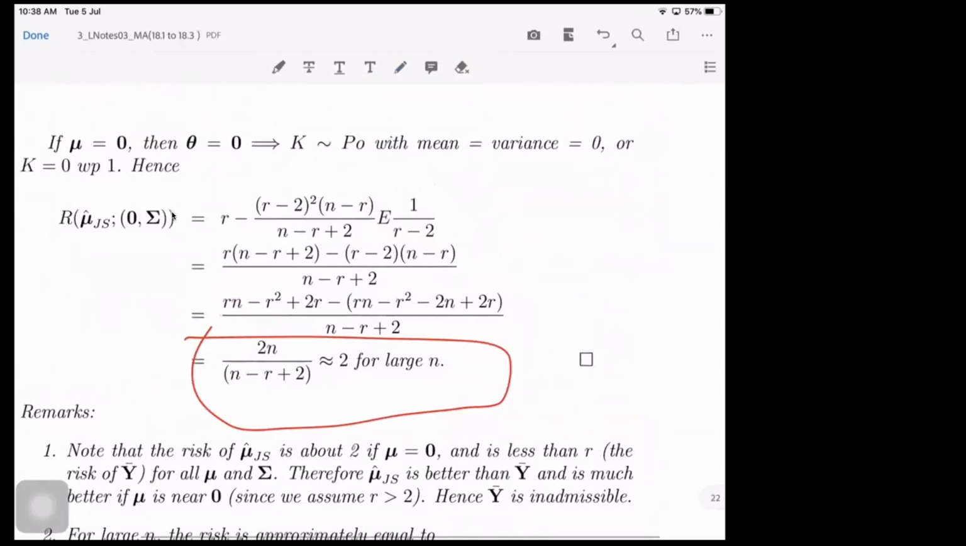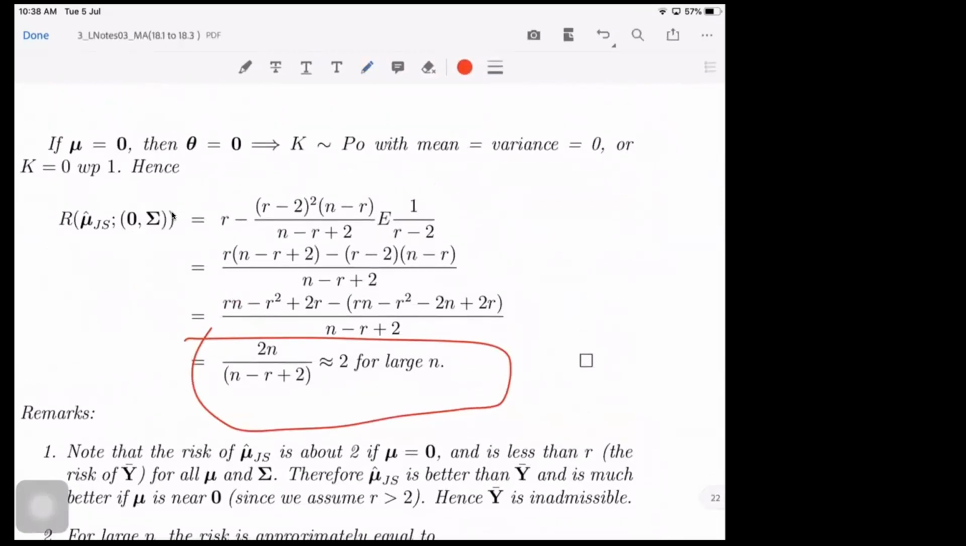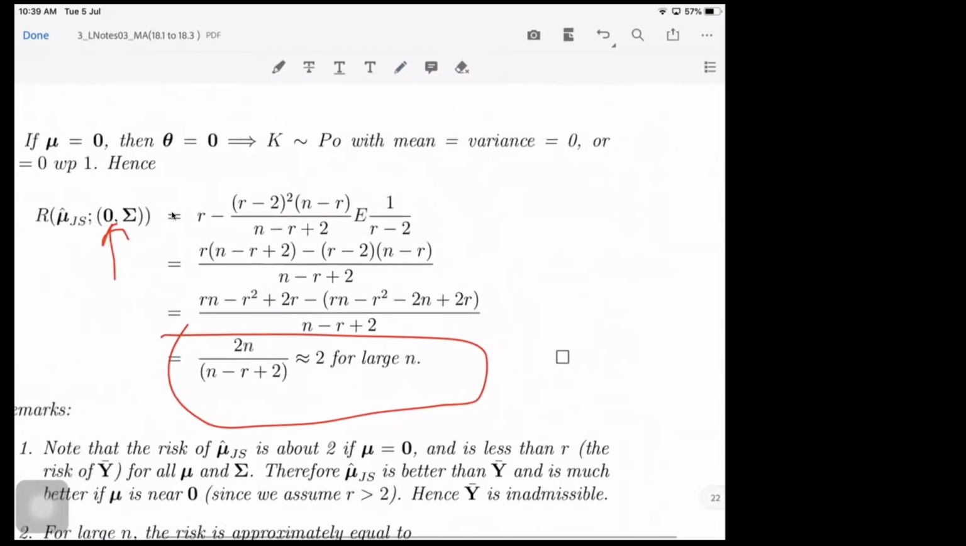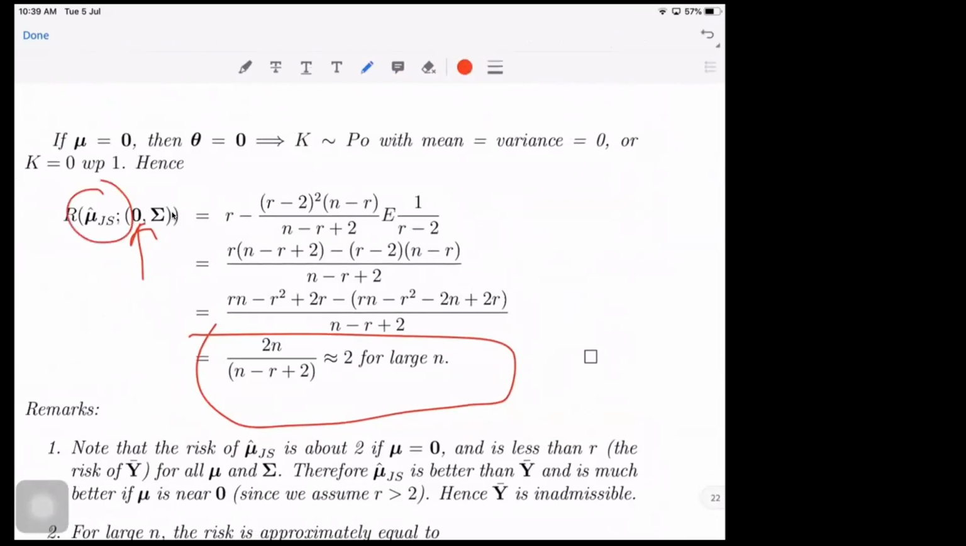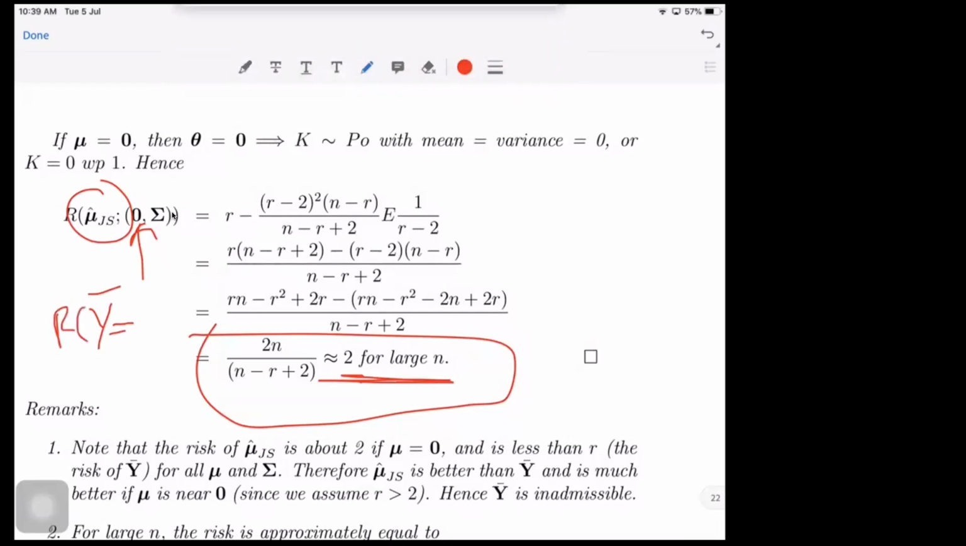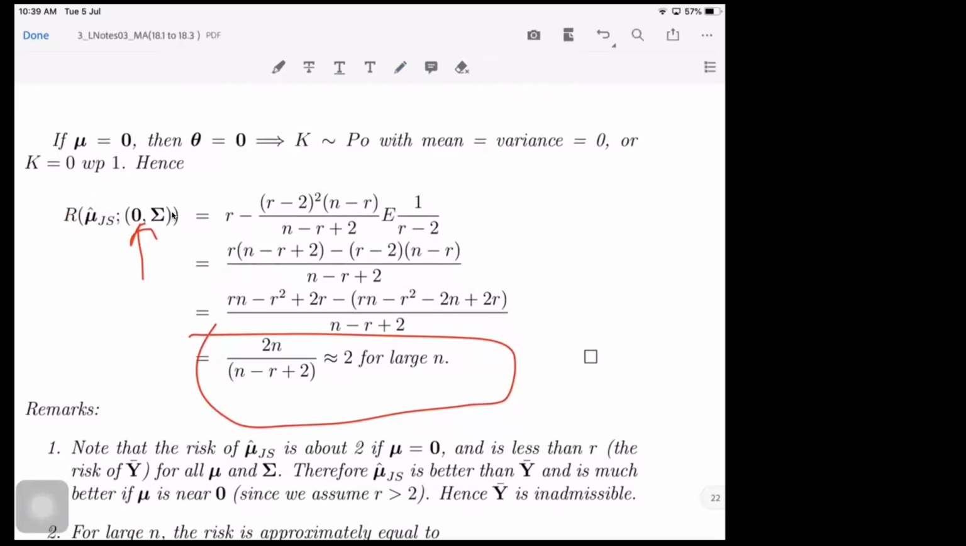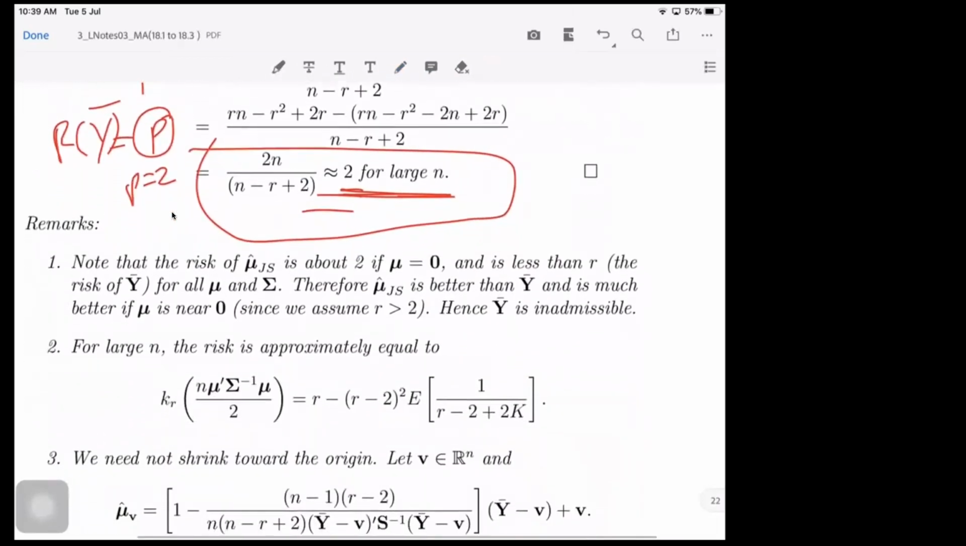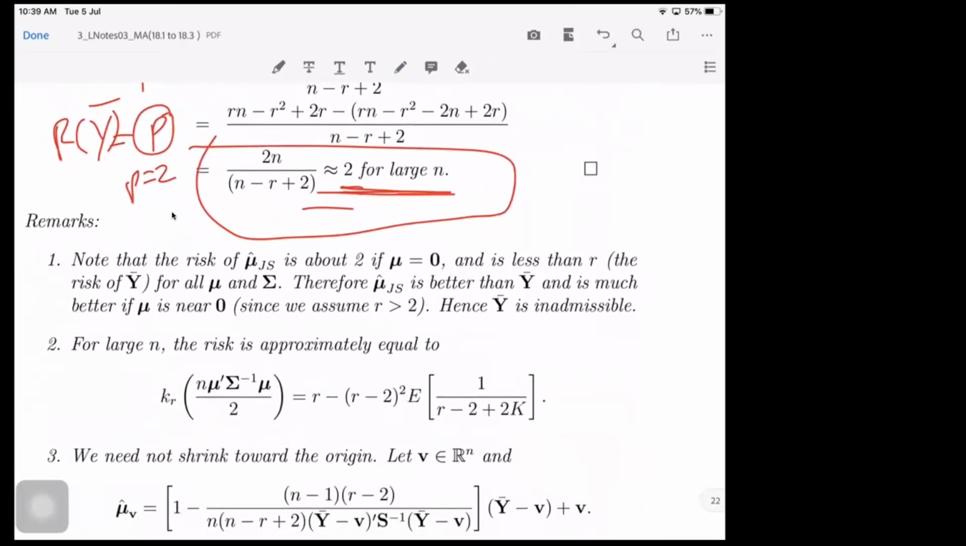So if it is at 0, central, mean at 0, then more or less the risk associated with James Stein is just equal to the risk associated with Y bar, approximately, because the risk associated with Y bar is equal to P man. So kung P is 2, pareha sila. Are you following? Hello, class? Are you still with me? Yes, ma'am.